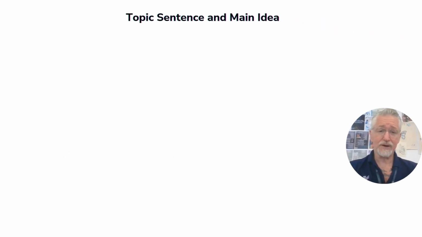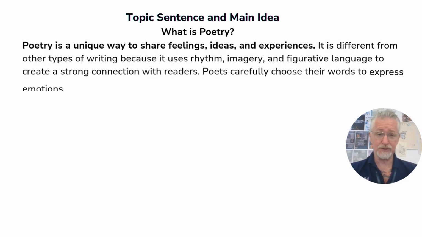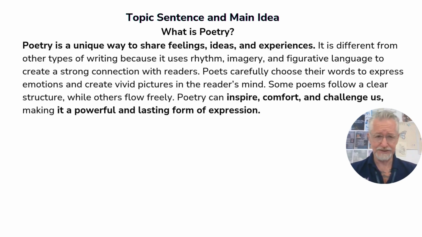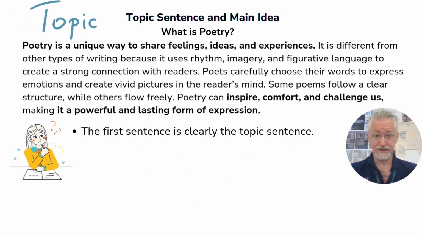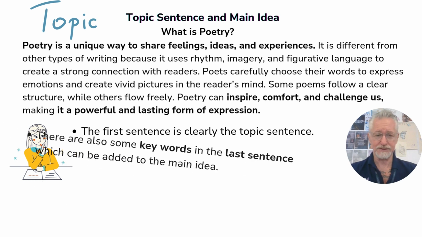Let's have a look now at an example of a topic sentence and a main idea. Here we have a paragraph. What is poetry? Sentence 1 says, poetry is a unique way to share feelings, ideas, and experiences. Now that clearly is the topic sentence. It links to the title, what is poetry, and it summarizes or defines what you're about to read in the rest of the article. That poetry is a unique way to share feelings, ideas, and experiences.